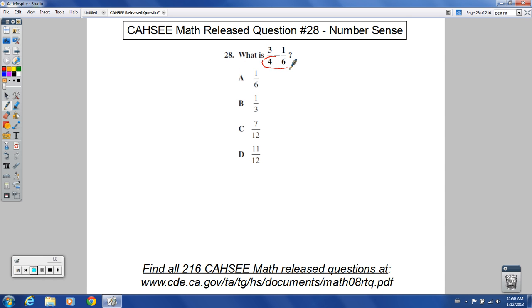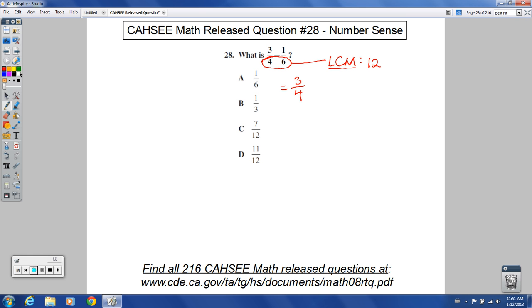What is the LCM for these two values? The LCM is going to be, well, 12 would be the lowest. 4 times 3 would be 12, and 6 times 2 would also be 12. So the LCM, the lowest common multiple, is going to be 12. That's the fastest way to do it, if you see that.